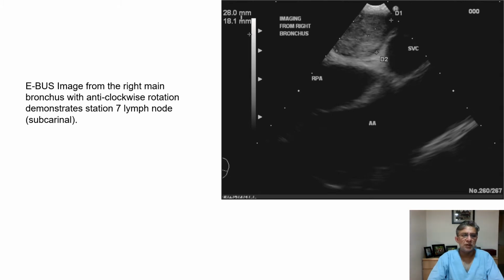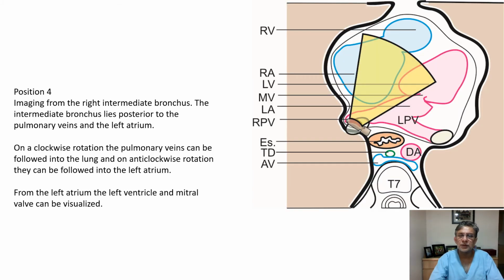Let us see this image. This is an EBUS image which shows the superior vena cava, the right pulmonary artery and the ascending aorta. Now, which station is this? The right pulmonary artery is a content of the subcarinal area, and this lymph node belongs to station 7. We expect the trachea to be somewhere here, and right now we are in the right main bronchus. That is how, even if we do not have the centimeter landmark, we can know that these are the respective station lymph nodes.